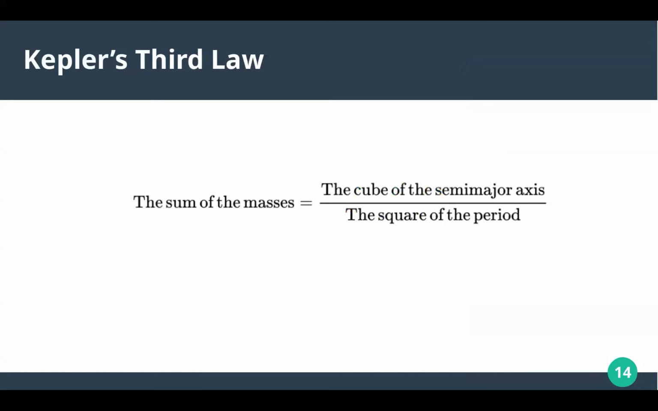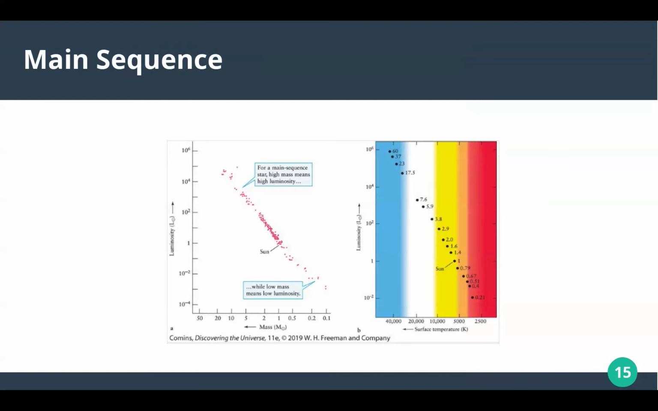Also, according to Kepler's third law and some physical considerations, the cube of the semi-major axis over the square of the period is equal to the sum of the masses for any given bodies or any given system. And for a main sequence star, a high mass means high luminosity, while a low mass means low luminosity.